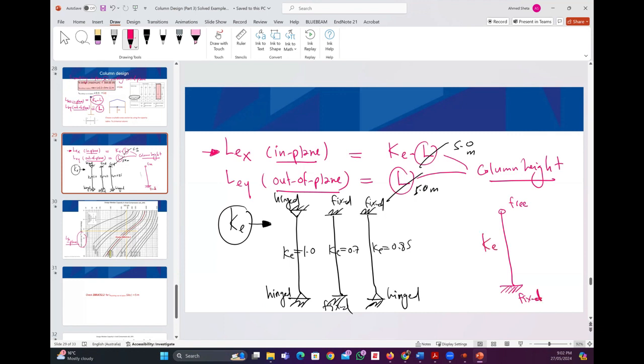How much is K effective for this case? 2.2. Okay, so how much K effective now in this case? 2.2. So how much LEX?